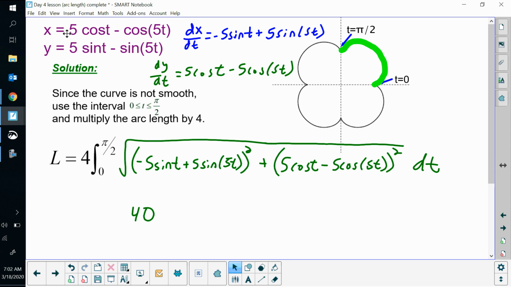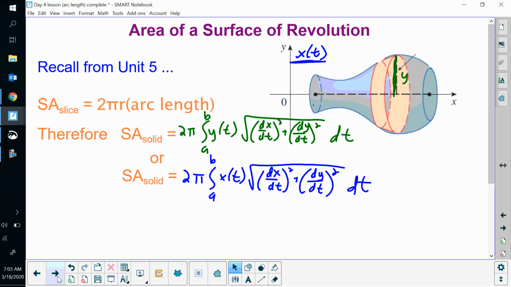So this was our x part. If we take its derivative, we get negative 5 sine t plus 5 sine 5t. And similar idea for the y component. So we'll have the x component squared plus the y's derivative squared all in the radical, going 0 to pi over 2, because that's the section that's smooth, and then we just put a 4 out front. Now for this particular one, we could just put it in the calculator, and it would give us 40 back. So if you could write that equation down. Actually, you can write both of those down if you want.